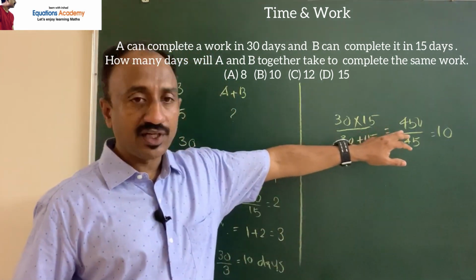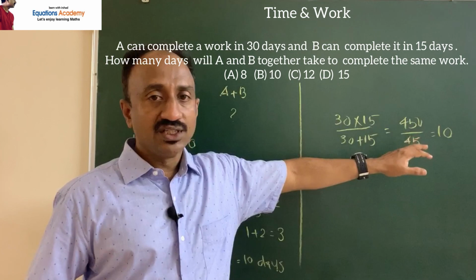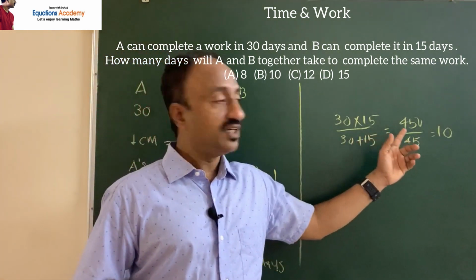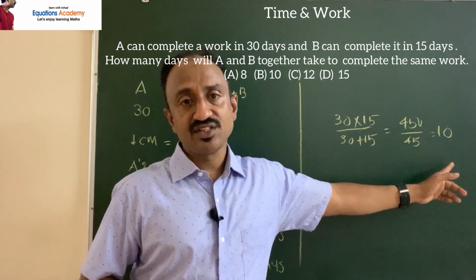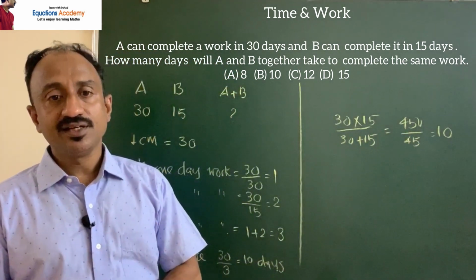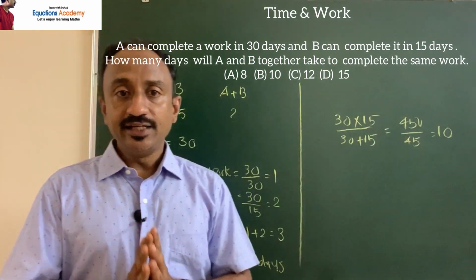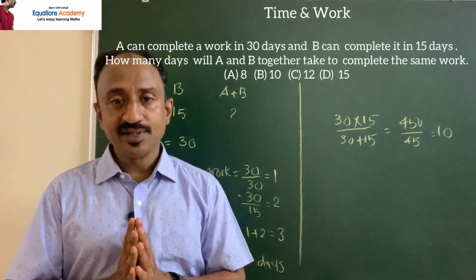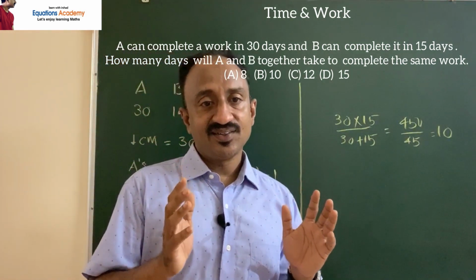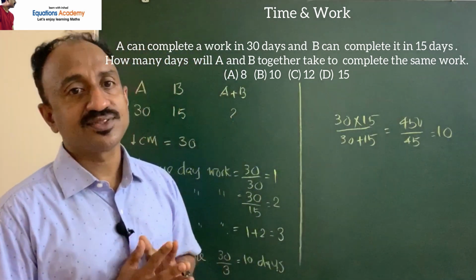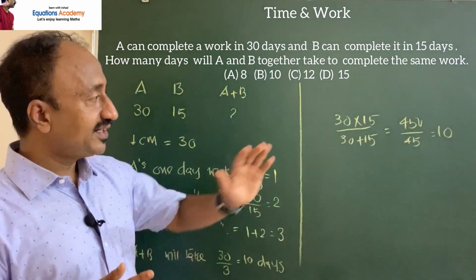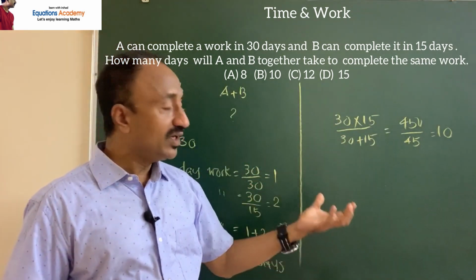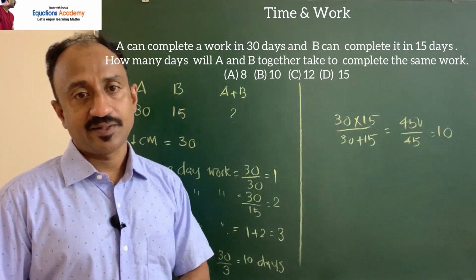What is 30 into 15? 30 into 15 is 450, divided by 30 plus 15, which is 45. 450 divided by 45 is equal to 10 days. So A and B together will take 10 days to complete the work. That is one method, but this method is applicable only to problems like this.